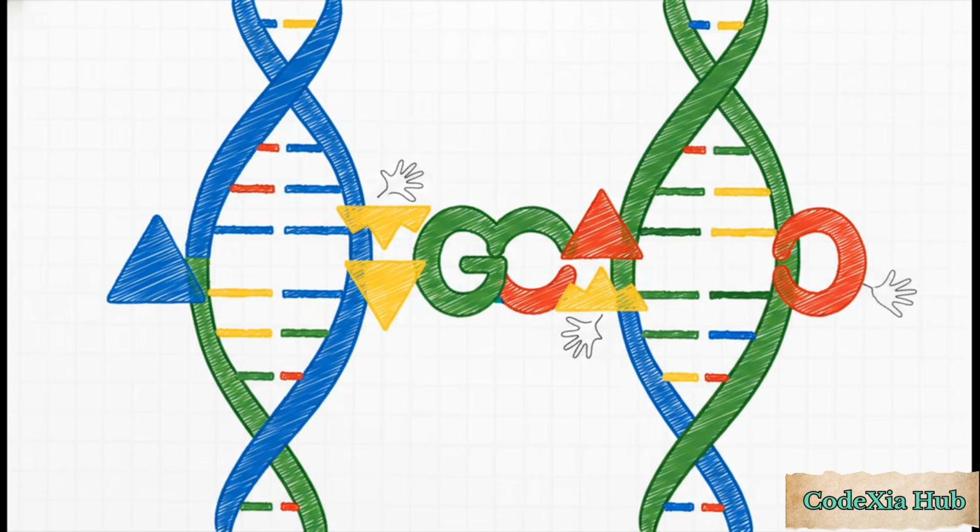So how does all this information get stored? Well, it all comes down to a really simple, unbreakable rule. The rungs on the DNA ladder are made of chemical bases, and they always pair up in a specific way. A always pairs with T, and G always pairs with C. That's it. It's like a secret handshake that spells out the entire code for life.